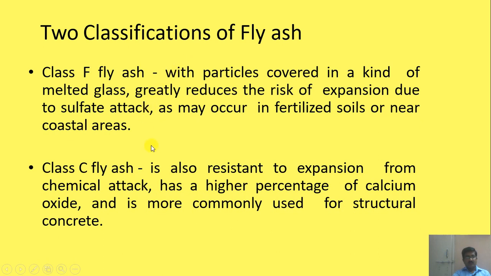Okay, now fly ash can be classified into F type and C type, where the particles in the case of F type are covered in a kind of melted glass, greatly reducing the risk of expansion due to sulfate attack, which may occur in fertilized soils near a coastal area. And in the case of C type fly ash, it is also resistant to expansion from chemical attack, has a higher percentage of calcium oxide and is more commonly used in structural concrete. Right.